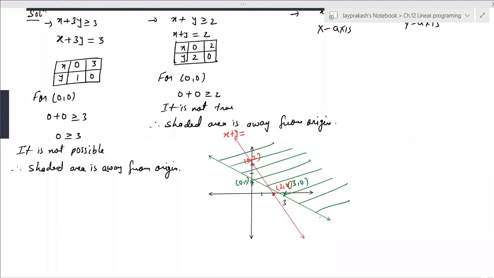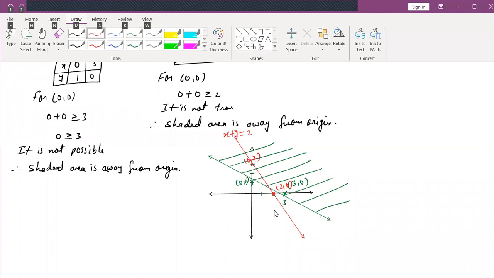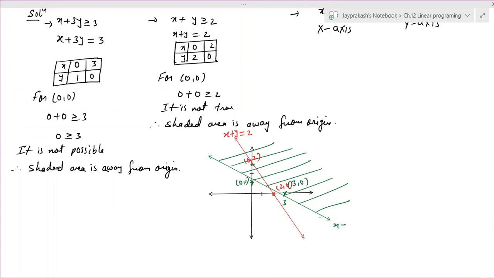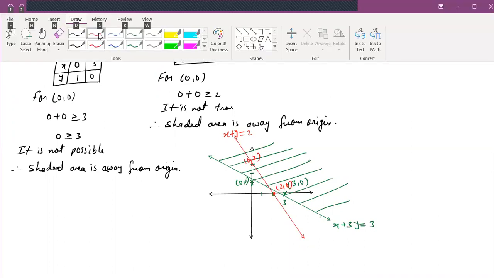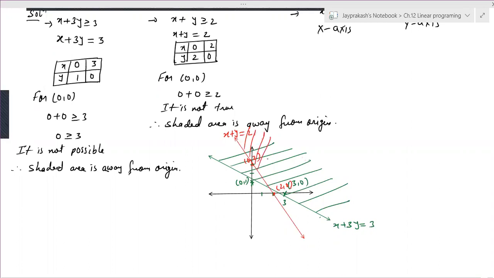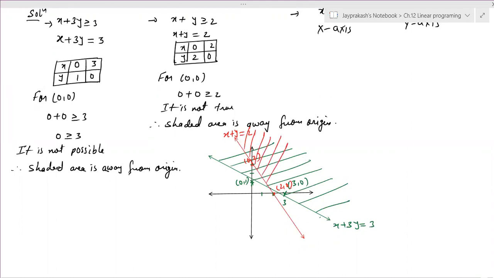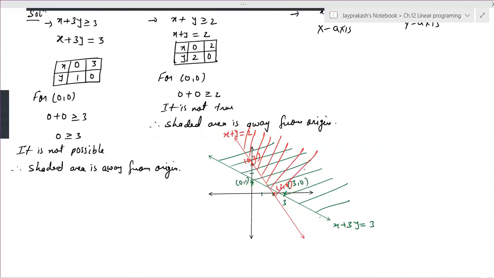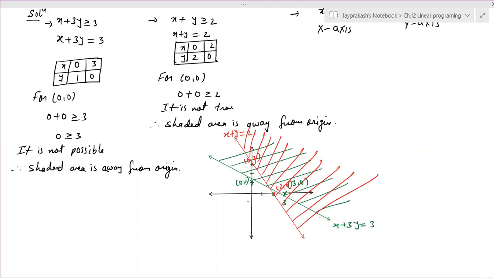So this one is the equation of x plus y is equals to 2. And this is the equation of x plus 3y is equals to 3. And now in second case also the shaded area is away from the origin, and bounded with the axis.